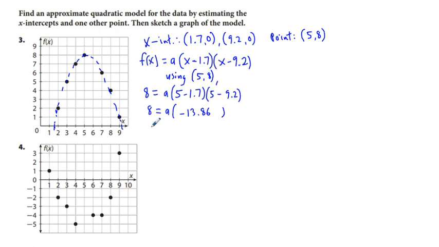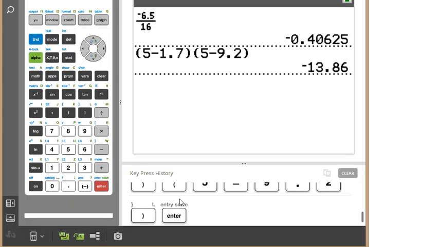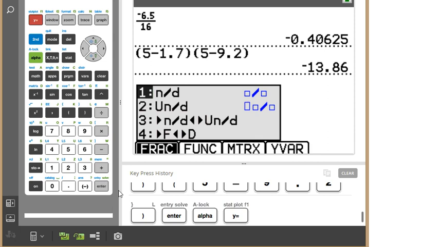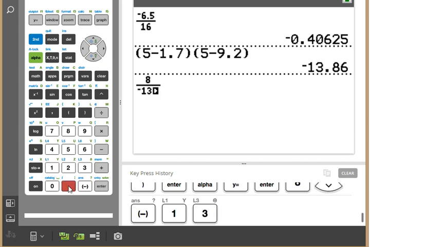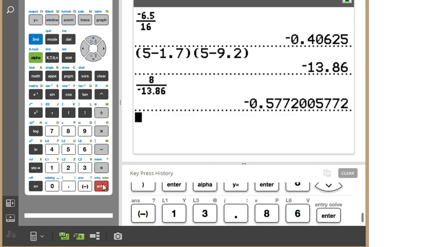And so A is going to be equal to 8 divided by negative 13.86. And let's go ahead and put this in our calculator. 8 divided by negative 13.86. So negative 0.577 to 3 decimal places.